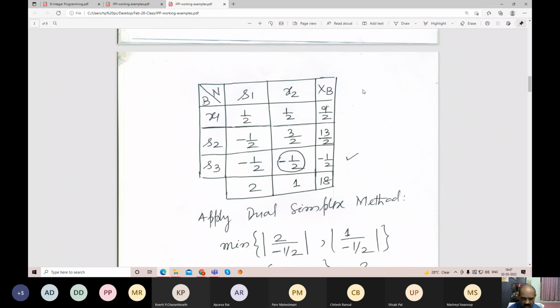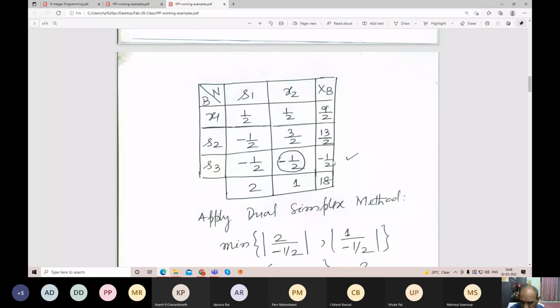So according to the rule, this primal simplex method cannot find the optimal solution. You have to use the dual simplex method. In the basic variable column, xb, 9 by 2, 13 by 2, minus half. One of them is negative. It looks like the problem is infeasible, not infeasible. So it is primal infeasible, dual feasible. So here you can say, due to the minus half, we have to go for the dual simplex procedure.